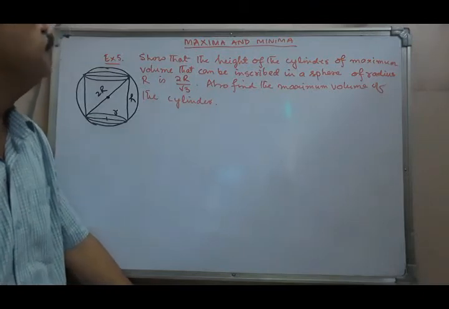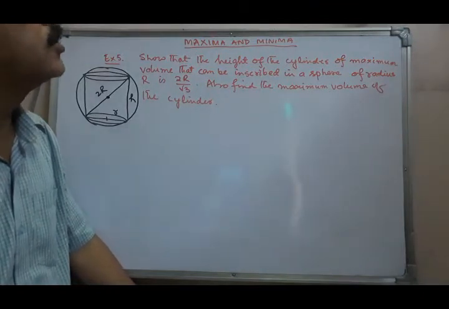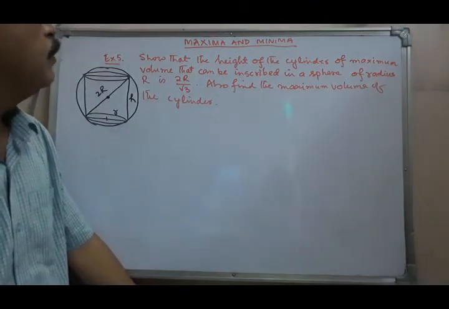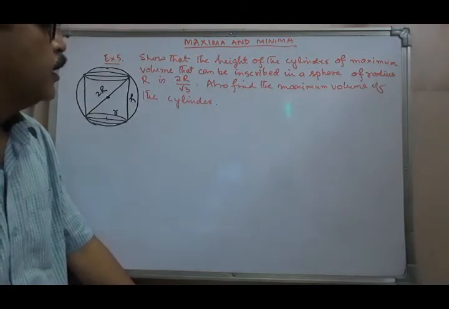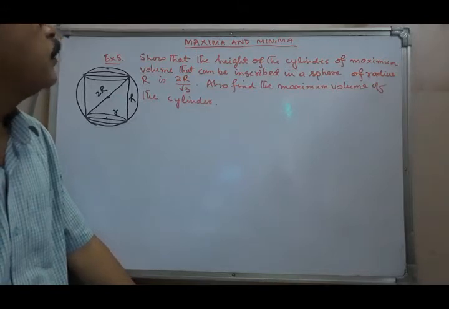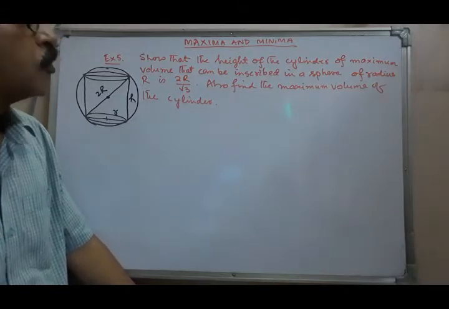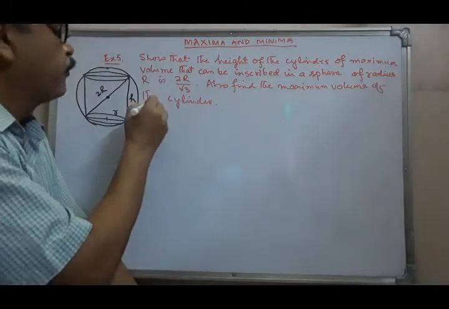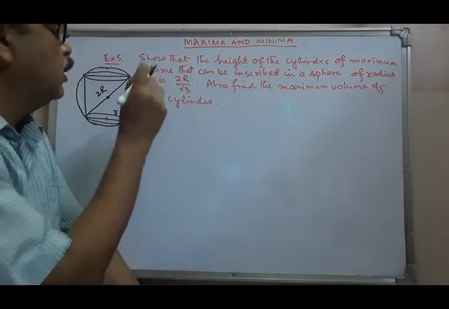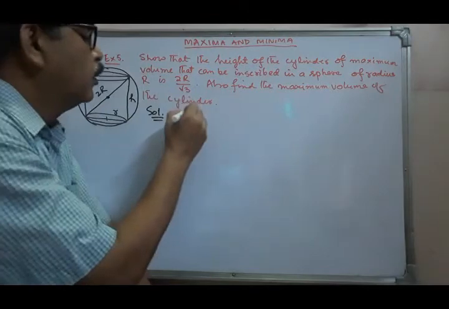Example 5. Show that the height of the cylinder of maximum volume that can be inscribed in a sphere of radius capital R is 2 capital R by root 3. Also find the maximum volume of the cylinder. Solution. Diagram I have already drawn.